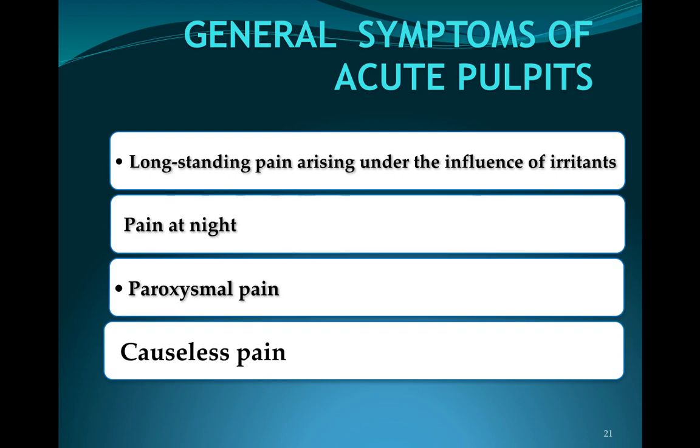Clinical symptoms of pulpitis. Firstly, about acute pulpitis. There are four main symptoms of acute pulpitis. These symptoms we may refer to acute local pulpitis or acute diffuse pulpitis. First, long-standing pain arising under the influence of irritants. It means that after the action of irritants there may arise sharp pain. Then pain at night.